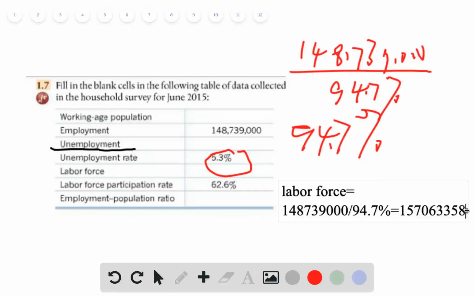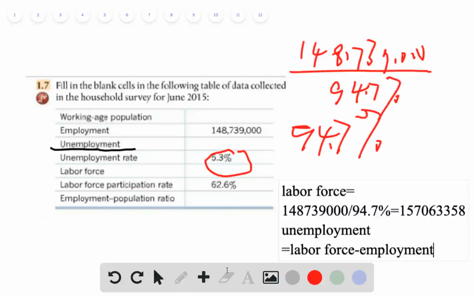Okay, so that's the amount of labor force. And so we can fill in this blank here. And the other one is the unemployment rate. So to calculate the amount of unemployment, you can simply use the amount of labor force minus the amount of employment. So we have the amount of labor force to be this 157 something, and the amount of employment is 148 something. So you could get the amount of unemployment there. Okay, so we have filled out 2 blanks and we have another 2.